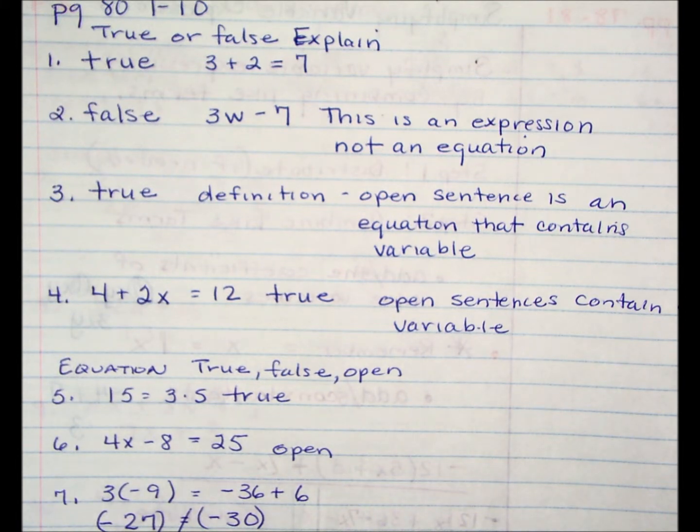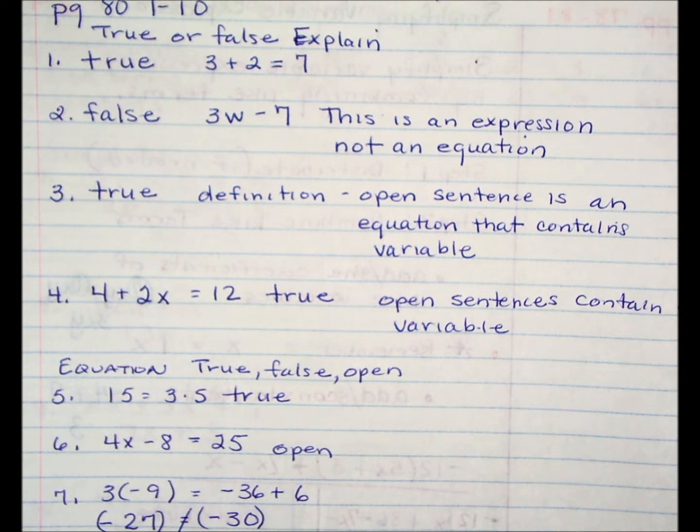The second statement says 3w minus 7 is an open sentence. That is false because 3w minus 7 is an expression, not an equation, and only equations can be open sentences. Number 3 says an open sentence must contain a variable. That's true because the definition of an open sentence is an equation that contains a variable. And the fourth one says 4 plus 2x is equal to 12 is an open sentence. And that is also true because an equation with a variable is an open sentence.